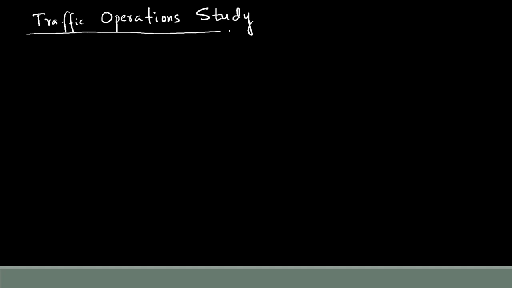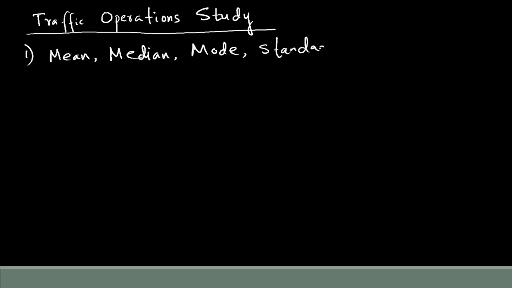First, let's start with the first chapter, which is traffic operations study. What you need to know from traffic operations study: first, you need to know the basic things: mean, median, mode, standard deviation, and dispersion. You need to read about these things.